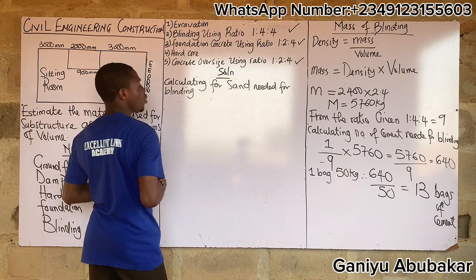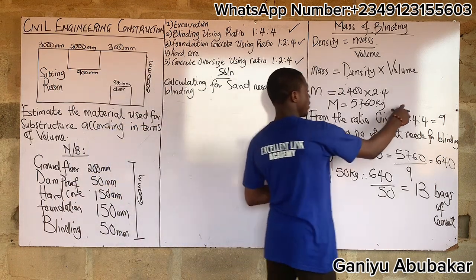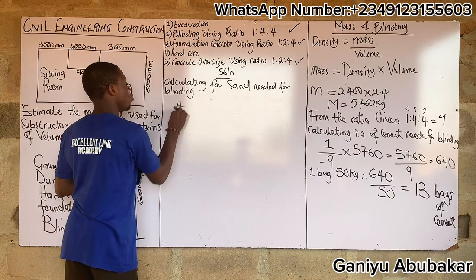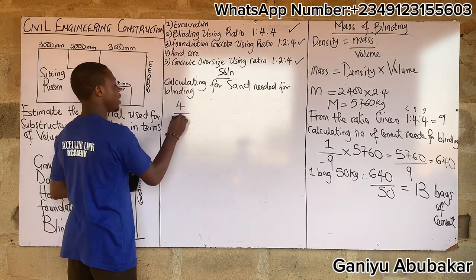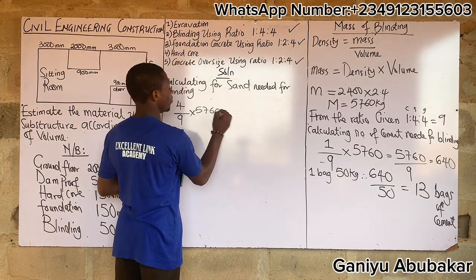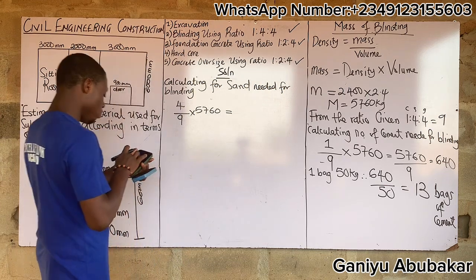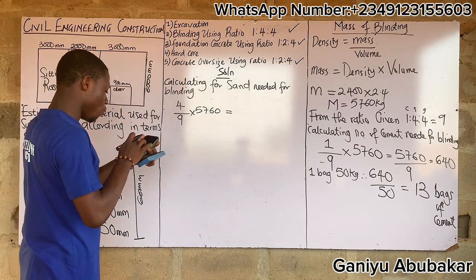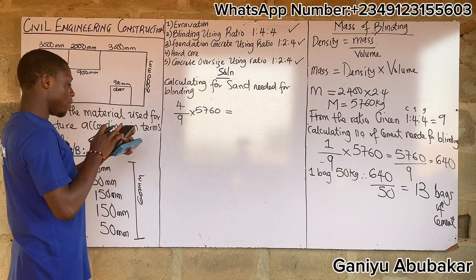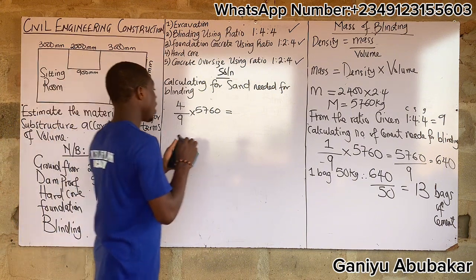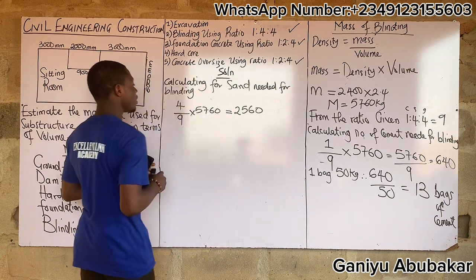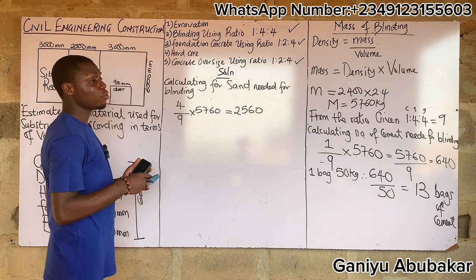So basically, what's my sand? That's 4. This is cement, sand, and granite. That's 4. So I have 4 all over the total of the ratio, which is 9, times what's my mass there? That's 5760. 4 times 5760 divided by 9. I have 2560.